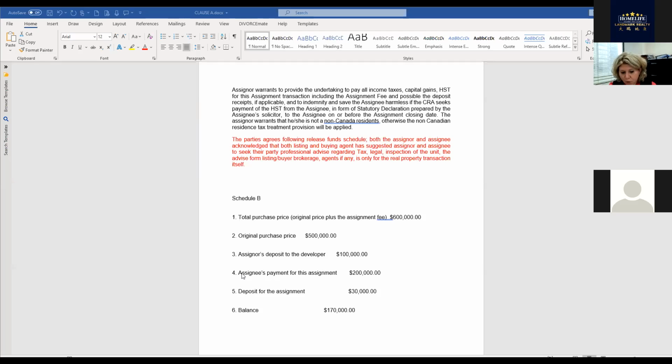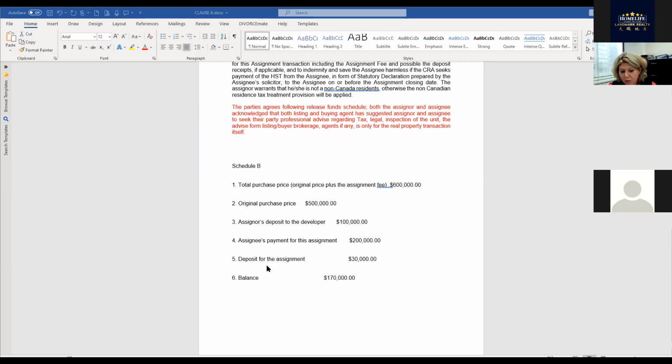Then I have number 4, assignment payment. This is what the assignee is paying for this assignment. Why 200,000, guys? He has to refund the assignor for the payments already made, and he has to pay the assignor for the assignment fee. And then the deposit for the assignment can be 30, 40, up to you, and the balance.